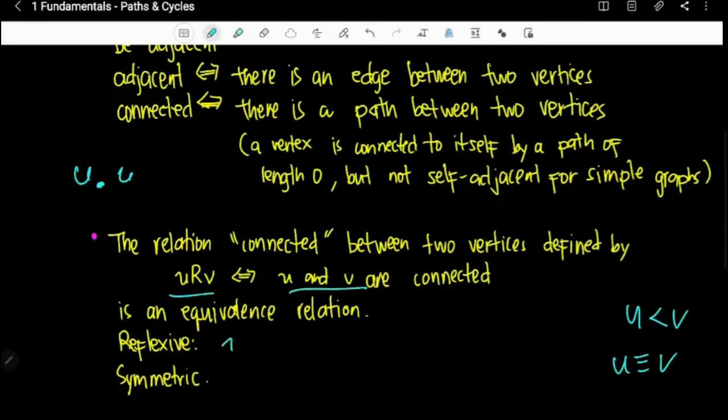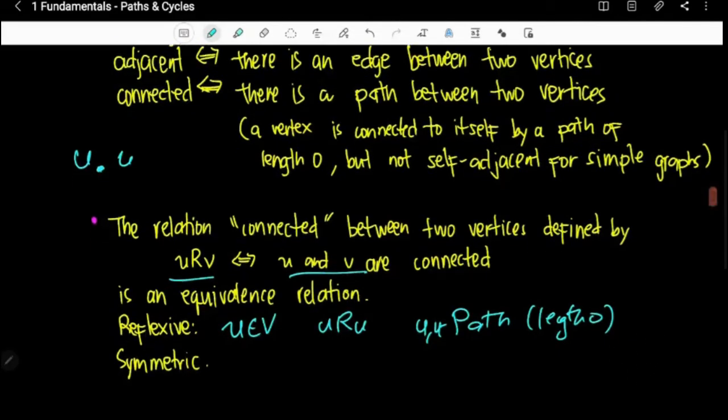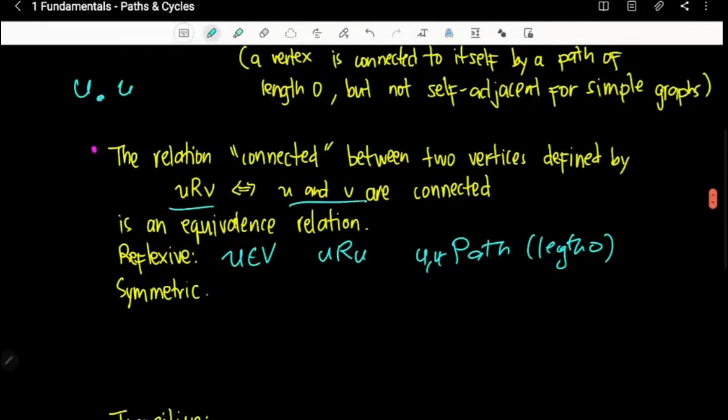Reflexive siya, bakit? Kasi given U in our vertex set, di ba, U is always connected to itself. Kasi there's always a path of length 0 from U to U. Di ba? There's always a path. This is of length 0. Ibig sabihin, parang ka lang nag-walk in place, nag-jog in place. Oh, connected pa rin yan. For as long as there's a path. By definition kasi, there should be a path connecting U to U. And there's always a trivial path of length 0. Okay, so reflexive siya. Meaning U is related to U.